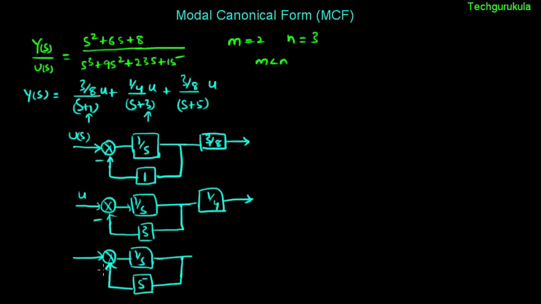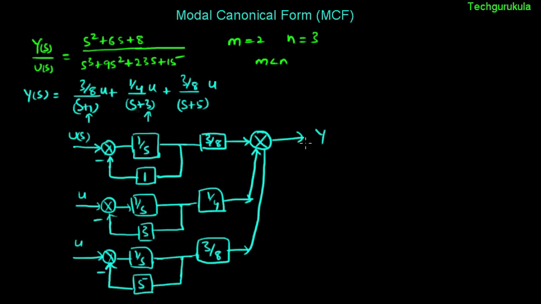And with a negative feedback, and multiplication with 3 over 8, because that is our partial fraction coefficient, we get the output. Here is the input. Now our output y is actually the summation of all these outputs. So we put a summation block where we add this value and this value as well. This will be the output. So the input we are supplying to all of the terms.